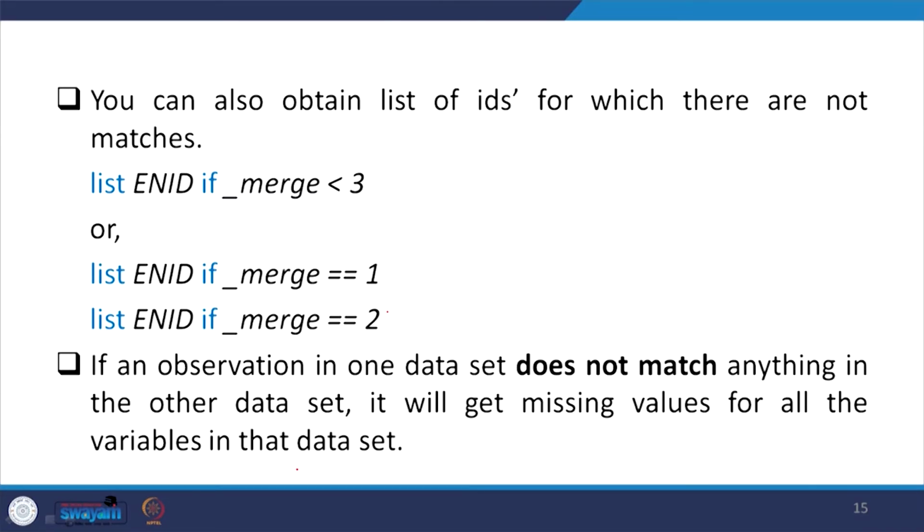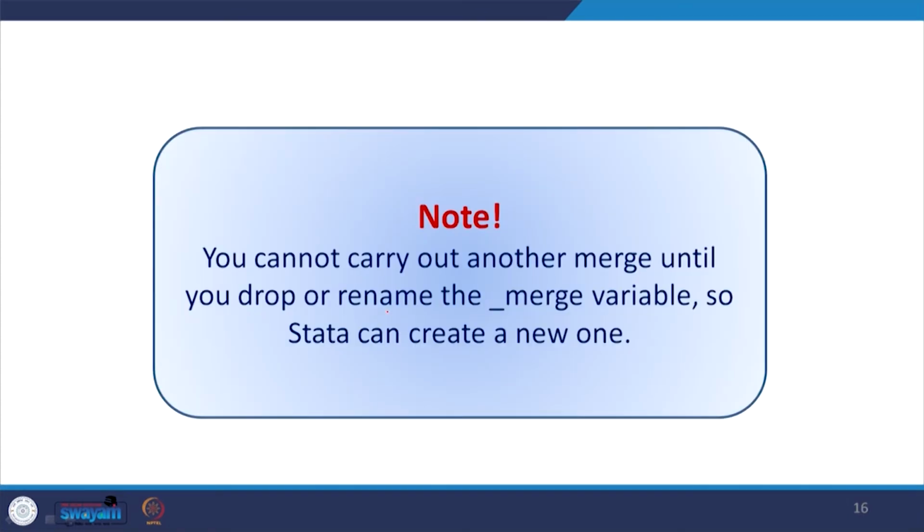Otherwise, you can individually check that: list ENTID if merge double equal to 1, to see whether it is there or not. Similarly, list ENTID if merge double equal to 2. So, both categories I have already shown you. That will show you the result. If an observation in one data set does not match anything in the other data set, it will give missing values for all the variables in the data set. Now, please note that you cannot carry out another merge until you drop or rename the merge variable. So, Stata can create a new one.